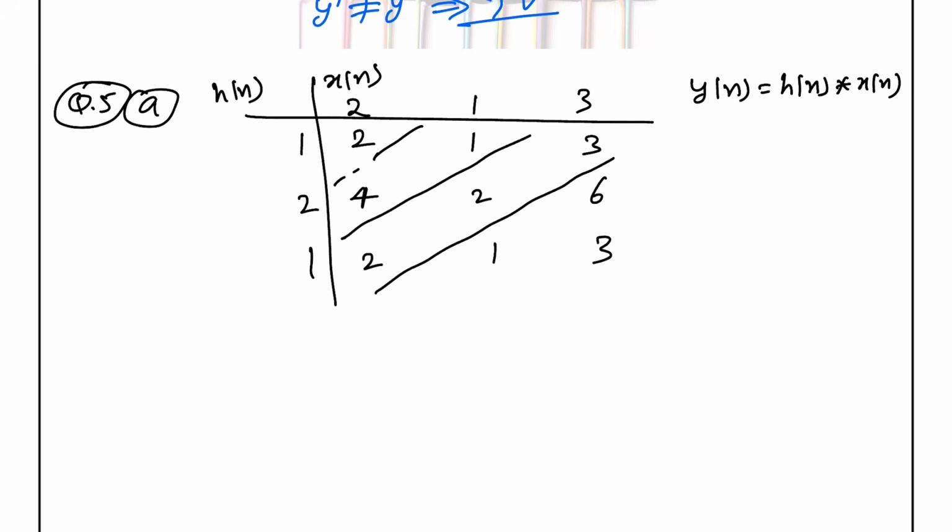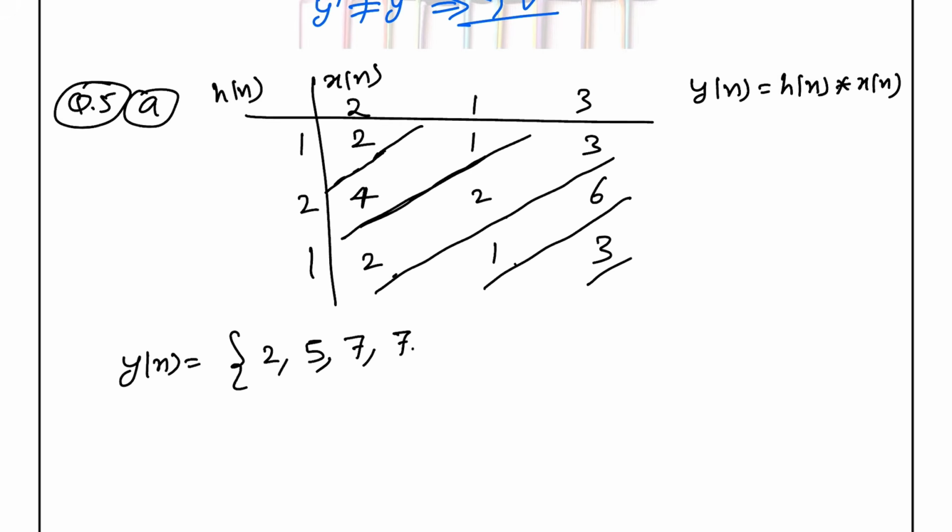Now we will consider the diagonal values. So y of n will be obtained by adding diagonally: 2, then 4 plus 1 is 5, then 2 plus 4 plus 1... this is 7, this is again 7, and this will be your 3. So this is your final output y of n, the convolved output. Where will be the starting point? y of 0 will be 2, because here it is 0 and here it is the first data, so it will be your first data.